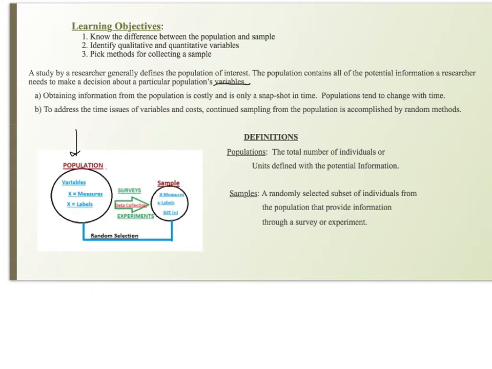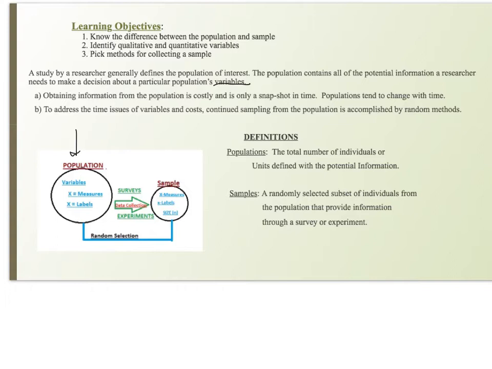There are two types of variables typically that the researcher is interested in. He's either interested in measurement variables like height, weight, time, pressure, those sorts of variables that have an actual measurement associated with them. And then the researcher might also be interested in variables that have labels associated with them. Labels like gender, eye color, work status, those are all labels. They don't have a number associated with them.